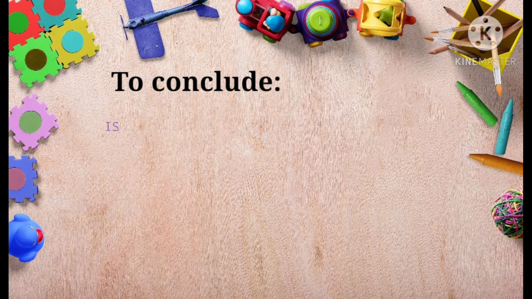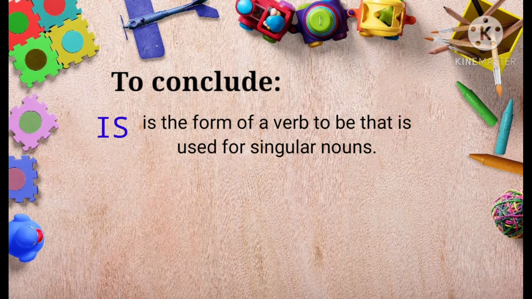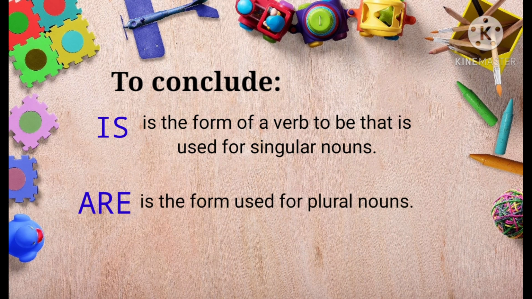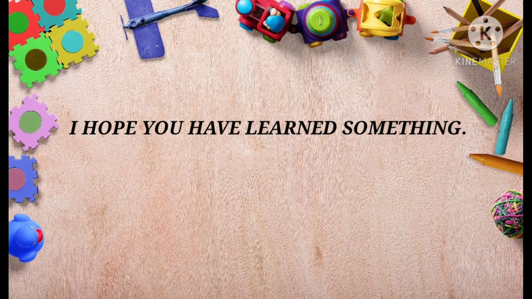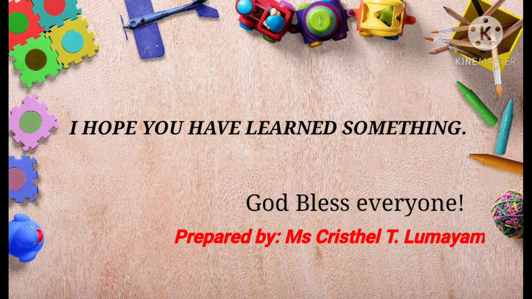To conclude, is is a form of the verb to be that is used for singular nouns, and are is a form used for plural nouns.